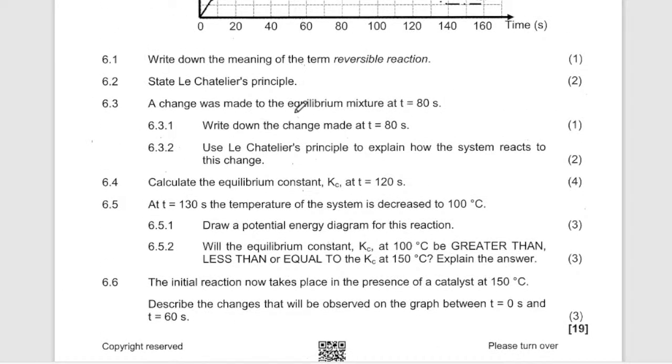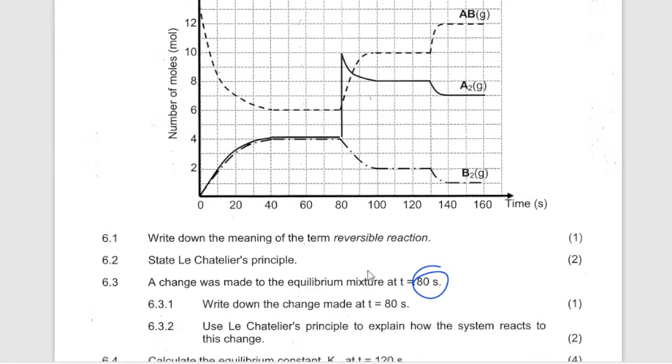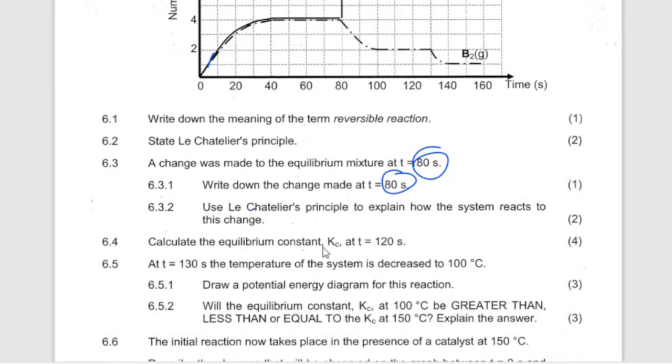Okay, a change was made at equilibrium at this point, at this second. Write down the change that was made at this point. If you look at it, this is the product, and then they added a product. So there is addition of product, or addition of A. The moment you added it, it reversed. You see that now it became a reactant.